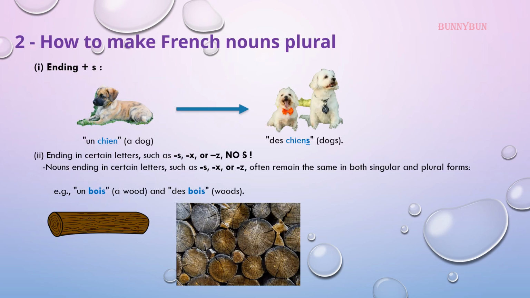Now let's see how to make French nouns plural. In general, adding an s to the end of a noun creates the plural form. For example, un chien becomes des chiens. There are some things to keep in mind. Nouns ending in certain letters such as s, x, or z, take no s. For instance, un bois, a wood, and des bois, woods.